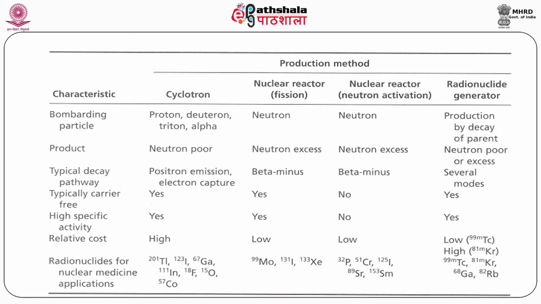Then if you talk about the cyclotron, thallium, iodine 123, gallium 67, fluorine 18, O15, cobalt 57 are produced. If you talk about reactors, which is fission based, moly 99 has high specific activity. If the same moly is produced by N-gamma reaction from molybdenum 98, the specific activity is going to be low when neutron activation takes place. And the radionuclide generators are molybdenum-technetium, germanium-gallium, strontium-yttrium. The different generators are there.